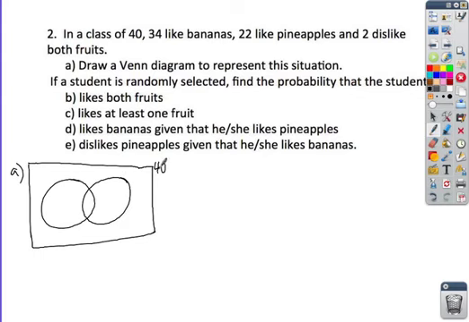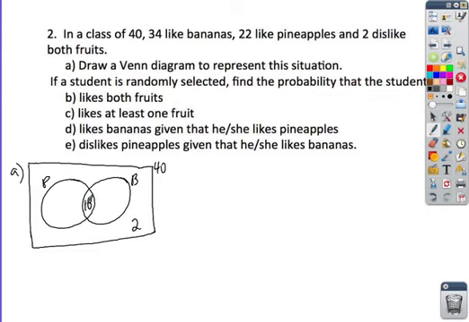The sample space again is 40. We know that 2 dislike both, so those will be outside of the 2 circles. And one of the circles is for pineapples, one of them is for bananas. All right. Now, of what's remaining, besides the 2 that dislike both, there must be 38. But if you add up the 34 who like bananas and the 22 who like pineapples, you come up with 56. So the difference between 56 and 38 are the ones who like both, which should be 18.